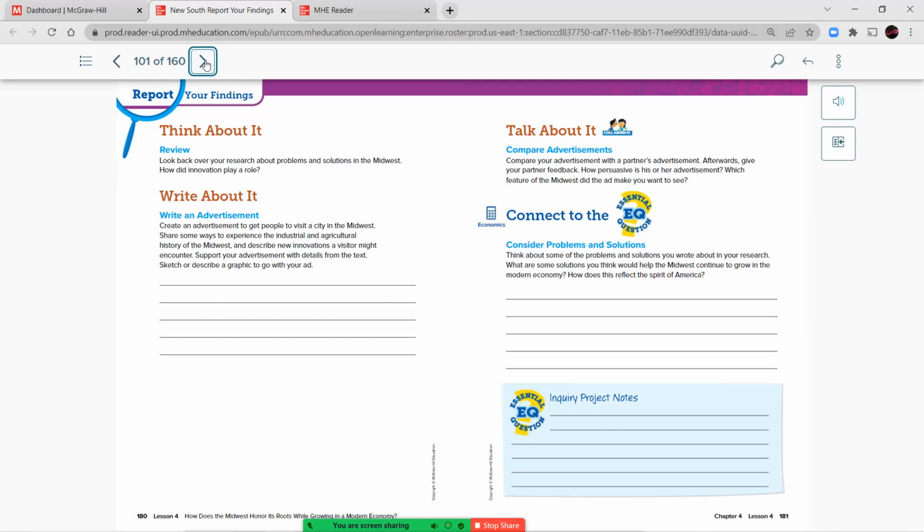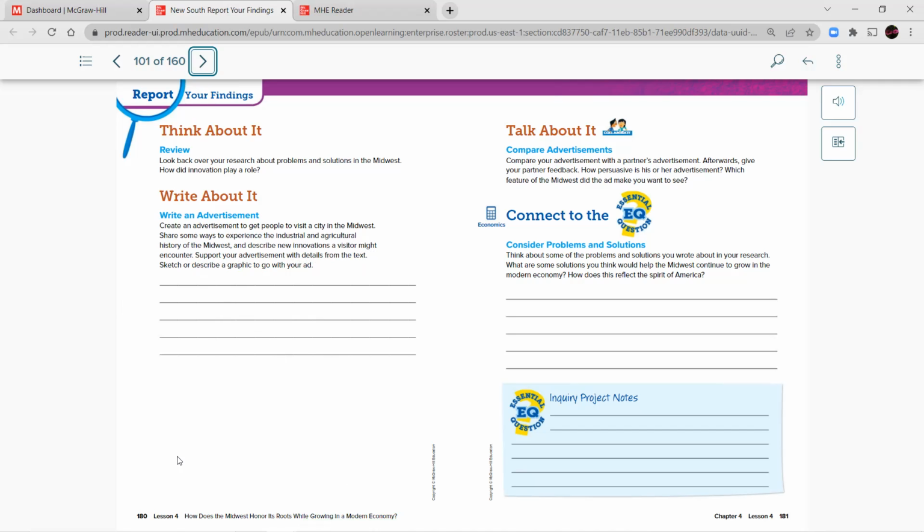All right, let's go into our write about it section over here. It says, create an advertisement to get people to visit a city in the Midwest. Share some ways to experience the industrial and agricultural history of the Midwest, and describe new innovations a visitor might encounter. Support your advertisement with detail from the text, sketch or describe a graphic to go with your ad. So you're going to write the advertisement part and then you're going to draw something related to it. So use something that focuses on the industrial and agricultural history that we talked about in the lesson, any new technology or innovations, and draw something to go with it.